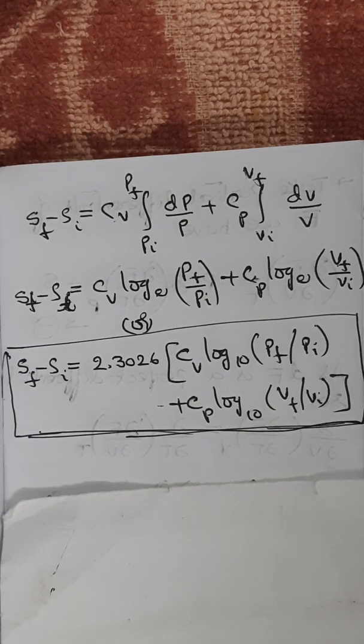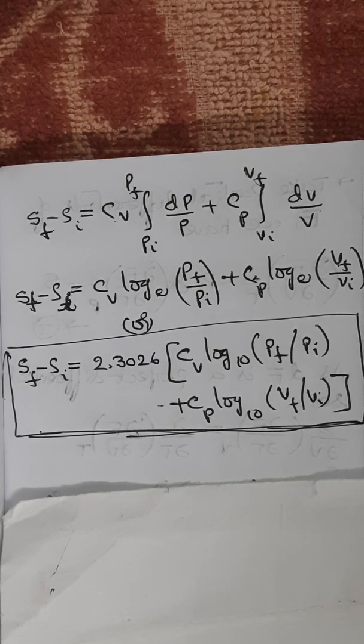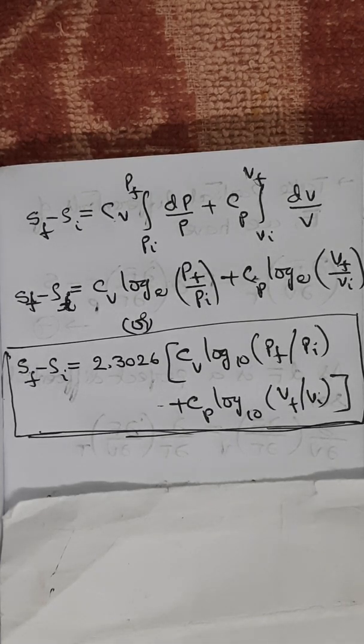We can calculate change in entropy for a perfect gas in terms of pressure and volume, similarly in terms of temperature and pressure, and similarly in terms of volume and temperature. Like that we can calculate the entropy of a perfect gas.